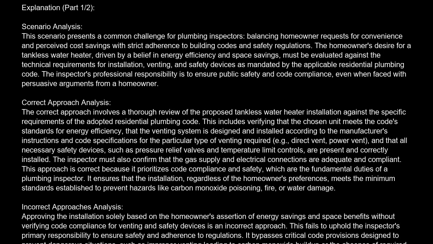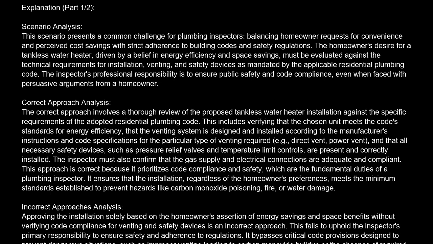The correct answer is A. Ensuring the proposed venting system is designed and installed in strict accordance with the manufacturer's instructions and the adopted residential plumbing code, and that all required safety devices are present and functional. Explanation. Scenario analysis. This scenario presents a common challenge for plumbing inspectors, balancing homeowner requests for convenience and perceived cost savings with strict adherence to building codes and safety regulations.